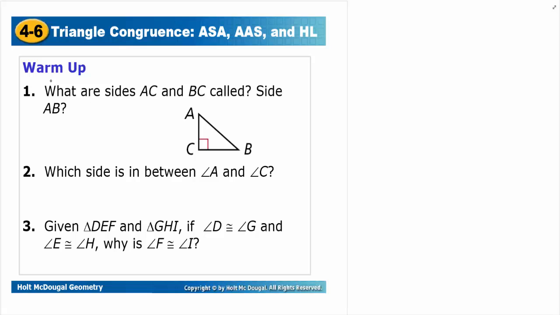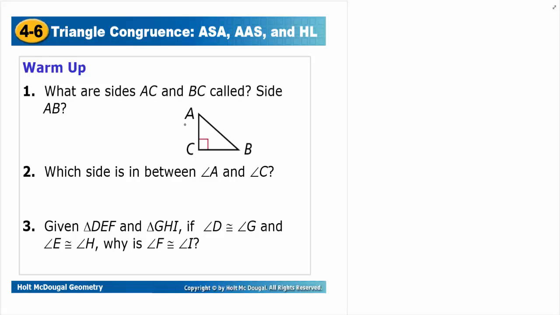All right, guys, we got the warm-up here for 4.6. Go ahead and give it a shot real quick. Hit pause and then hit play. Okay, so here we go. Number 1, what are sides AC and BC called? And then they'll say, obviously, side AB as well.